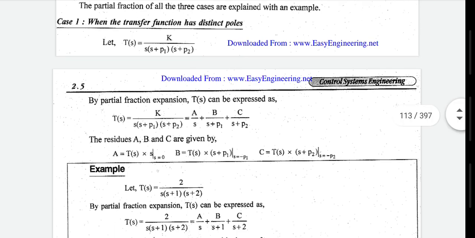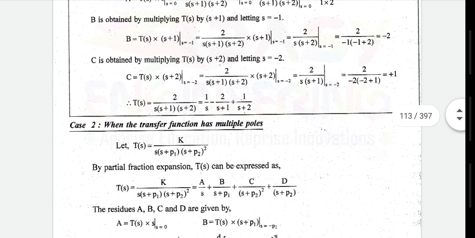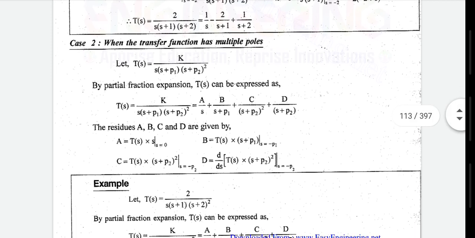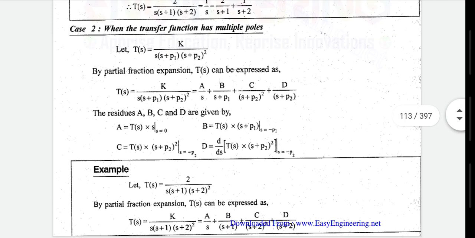Now what is the second case? When the transfer function has multiple poles, which means repeated poles, how do you make the partial fraction expansion for T of s if you have multiple poles?